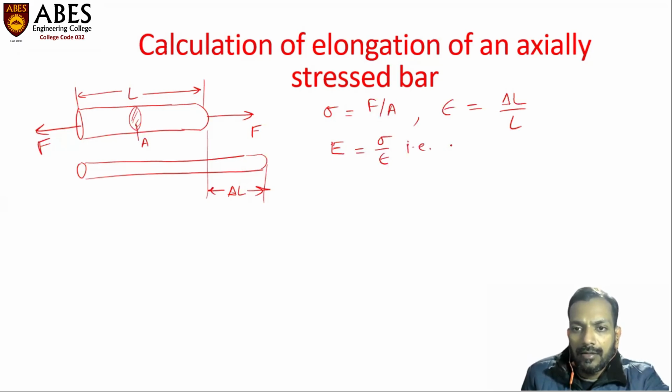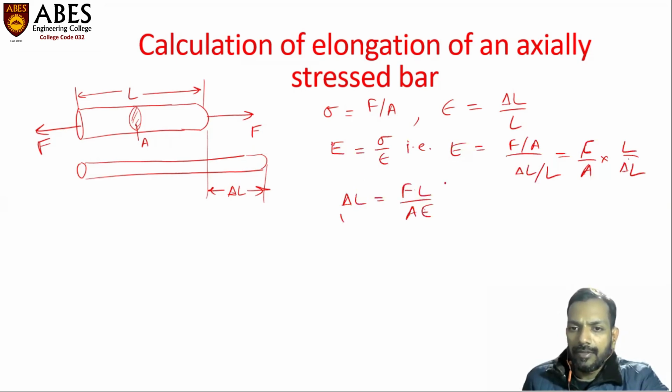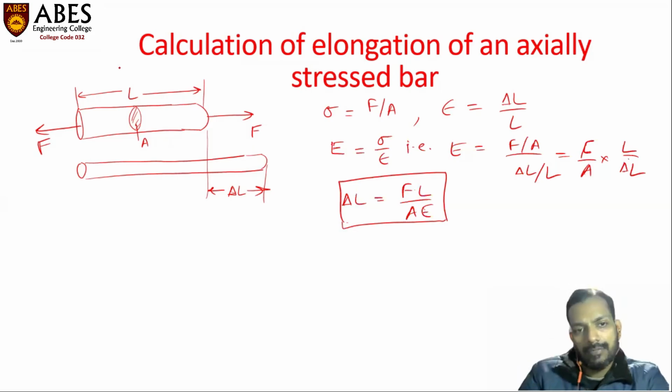That is, E is equal to F upon A upon delta L upon L, which is equal to F upon A into L upon delta L. From this, we can calculate the value of elongation. Delta L is equal to F into L upon A into E. Using this formula, we can calculate the net elongation of this bar.